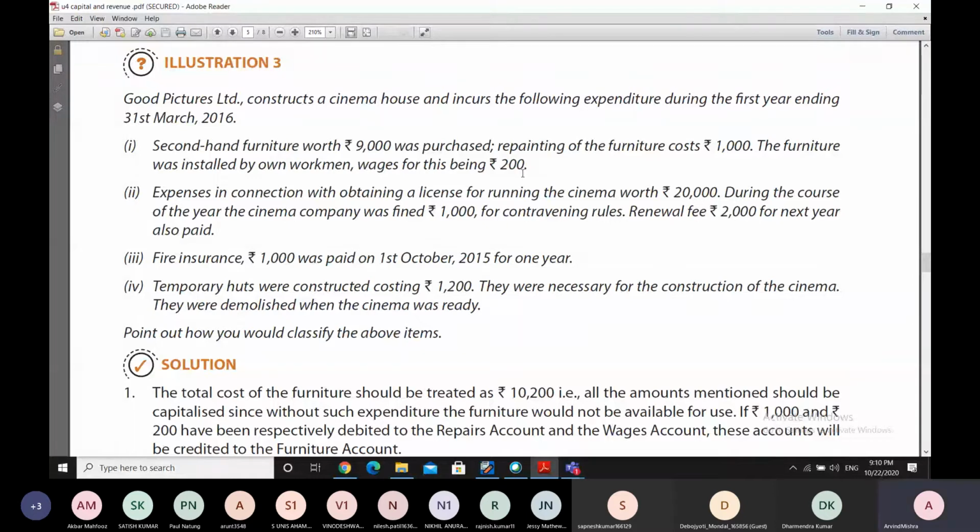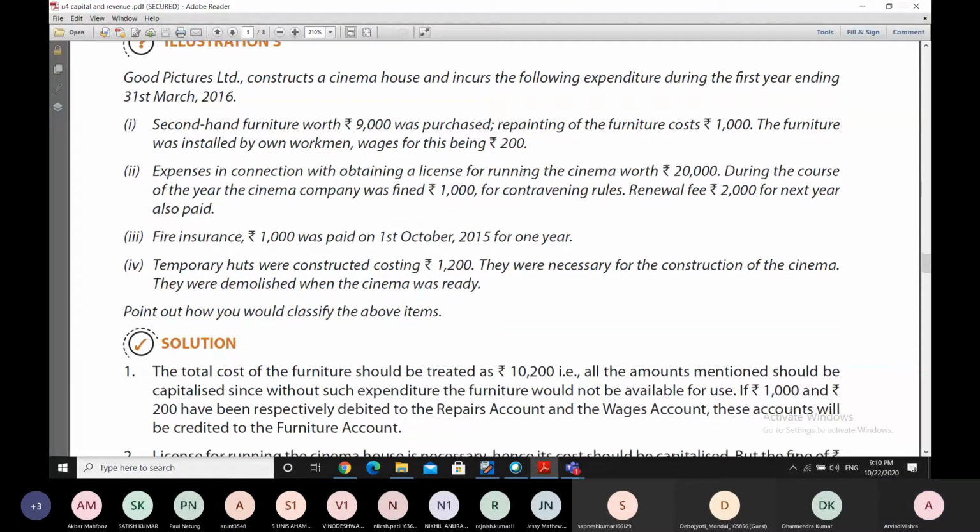So when we are making this expenditure, basically what we are doing is that we are crediting the bank account or the cash account and debiting the furniture account. Now, number 2 is expenses in connection with obtaining a license for running the cinema worth 20,000 rupees. Expenditure has been made for obtaining this license for running the cinema.